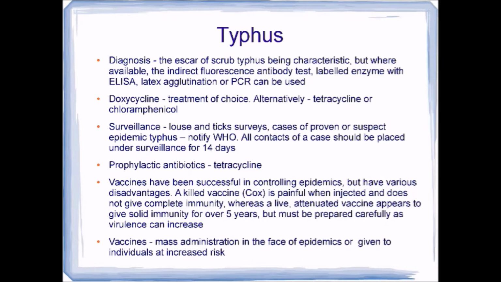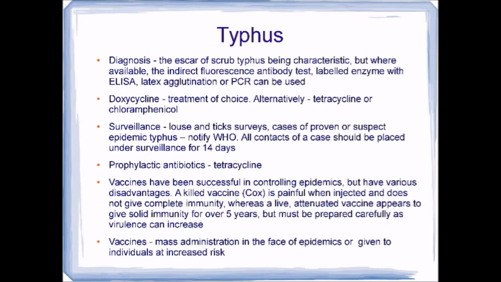Surveillance is the cornerstone of prevention by conducting louse and tick surveys at clinics, prisons, institutions and collections of people. Cases of proven or suspected epidemic louse-borne or tick-borne typhus should be notified to WHO. All contacts of a case should be placed under surveillance for 14 days.